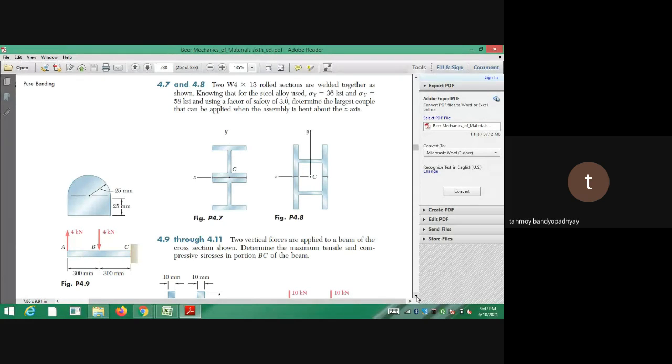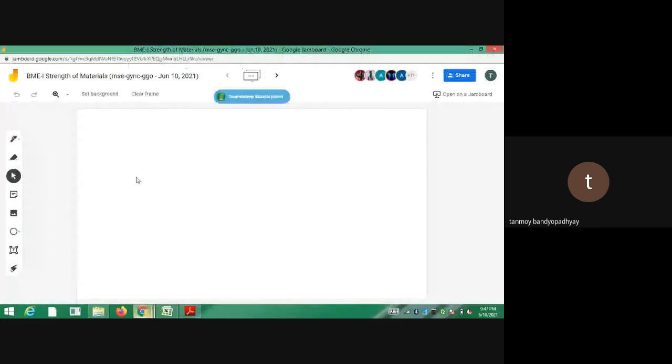Like the initial things, calculation of the y bar was part of the problem that I had already done, and I hope you have understood how to calculate y bar for this problem. So y bar came out to be something like 22.7. As we have taken the bottom of the composite shape as our reference, 22.7 is always referred from the bottom of the shape that we are considering.